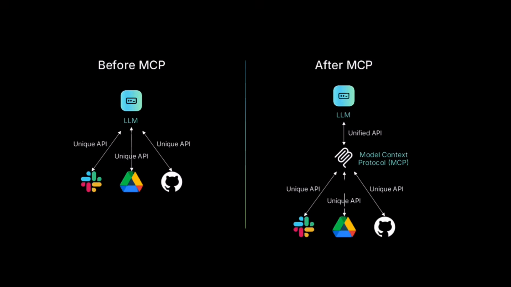Let me recollect this again from my previous video about MCP. Before MCP, every application like Slack, Google Drive, or GitHub had its own unique API. Large language models had to integrate with each API separately, leading to custom code, complexity, and duplication of code. But after introducing MCP, everything changes. Now the LLM can interact with a single unified API layer through MCP.